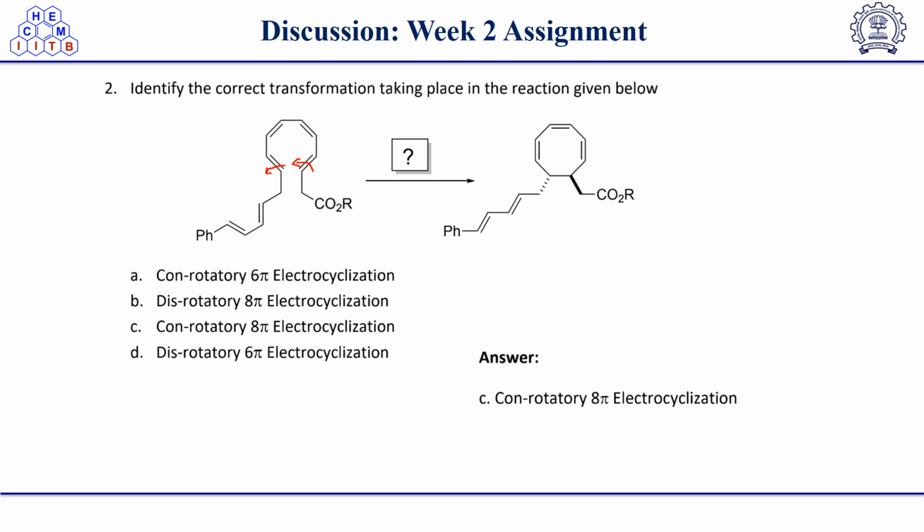These four double bonds are involved in the cyclization, so it is an 8 pi system and we are getting an 8 membered ring. And in the case of conrotation, both these orbitals are rotating in the same direction, so that we are getting this corresponding stereochemistry. So the answer is conrotatory 8 pi electrocyclization.